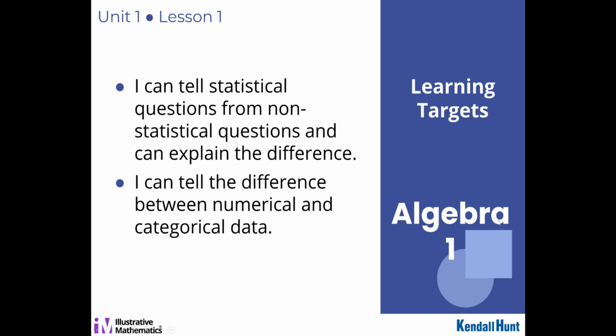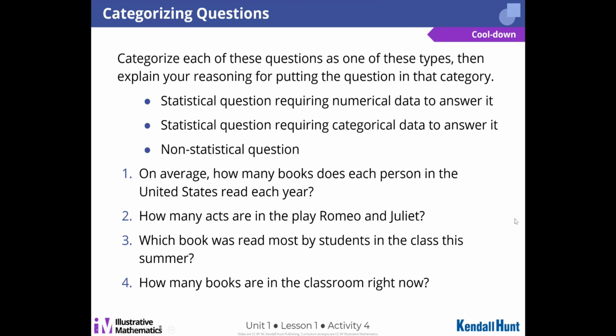Okay, our learning targets, which I hope we've covered. I can tell statistical questions from non-statistical questions and can explain the difference. I can tell the difference between numerical and categorical data. So now you should be categorizing your questions as either a statistical question requiring numerical data to answer. This is your cool down activity. A statistical question requiring categorical data to answer, or a non-statistical question. There's actually one of each.